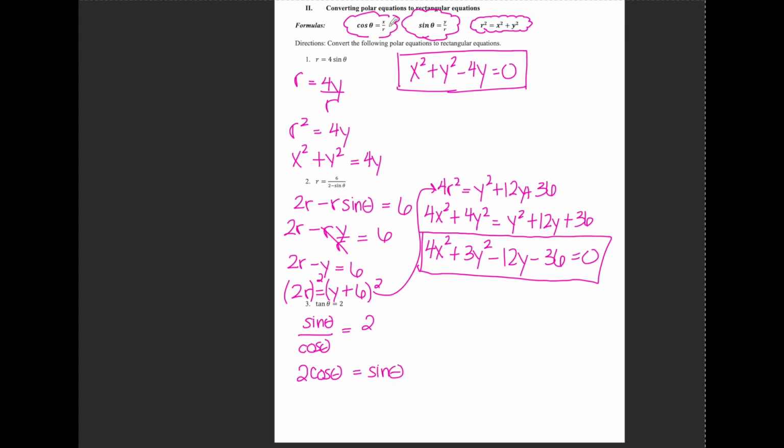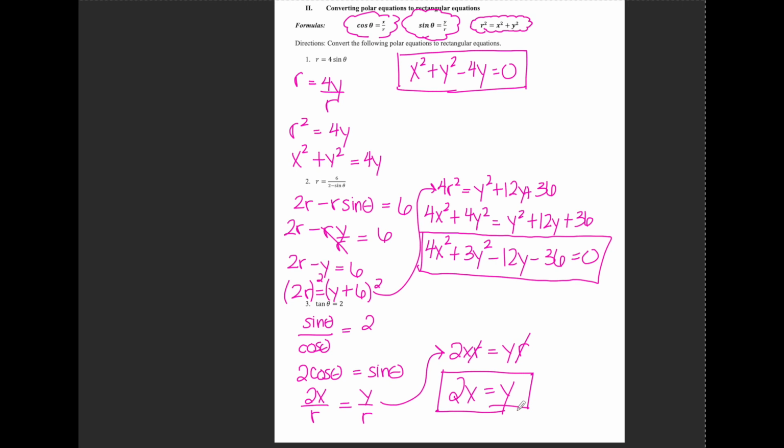And now I can start using my formulas up here. So cosine theta is x over r, so I have 2x over r. And sine theta is y over r. If I cross multiply again, I have 2xr equals y times r, which means my r's just cancel each other out. And I'm left with y is equal to 2x, which in rectangular is just going to give you a nice straight line.